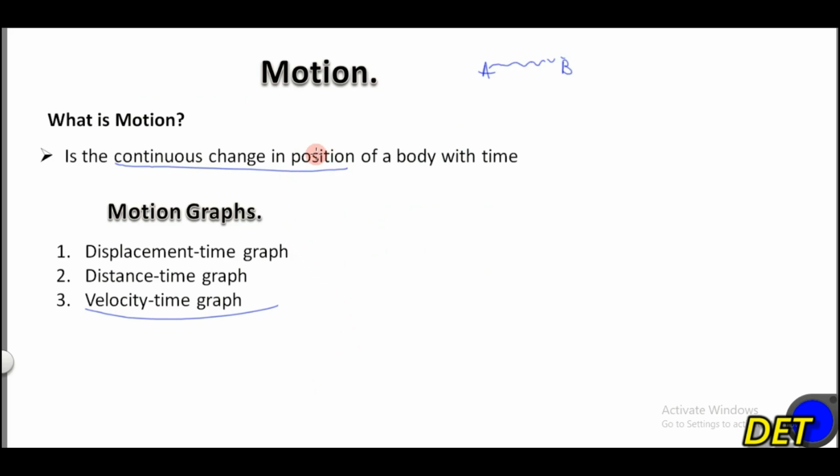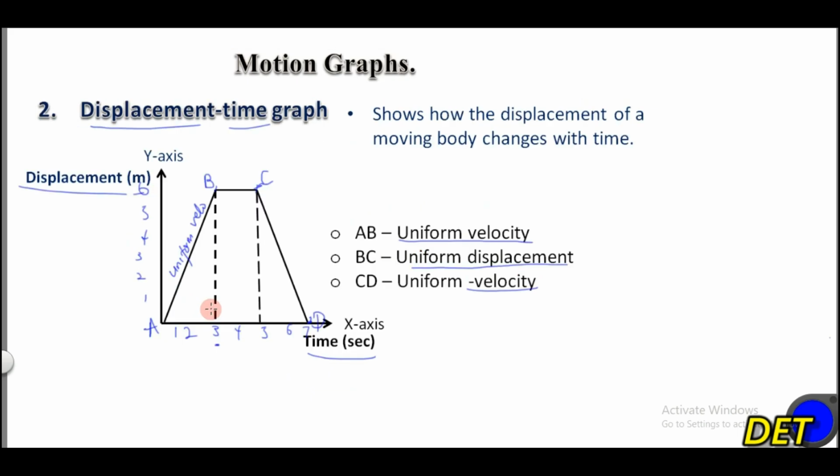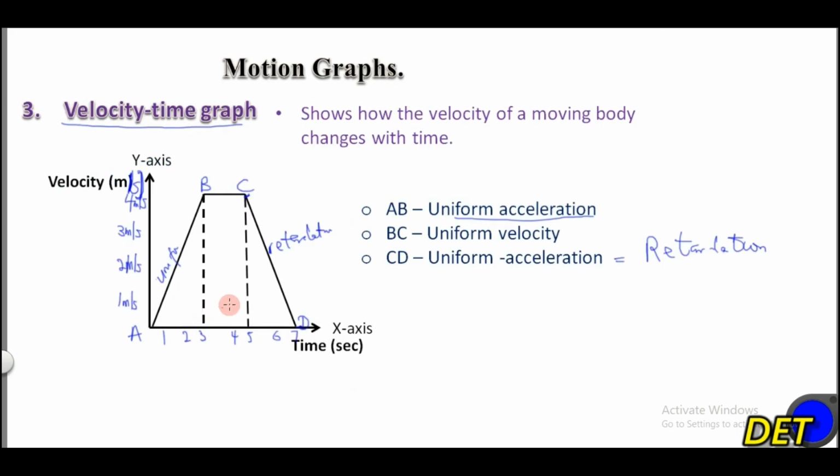So we've looked at what motion is. Motion is the continuous change in position of a body with time. And like I said, motion in physics is studied with motion graphs. We have three types of motion graphs: displacement time graph, distance time graph, and velocity time graph, right? The most important is the velocity time graph, and it shows how the velocity of a moving body changes with time. So this is an example of a velocity time graph. Velocity is plotted against time, right?